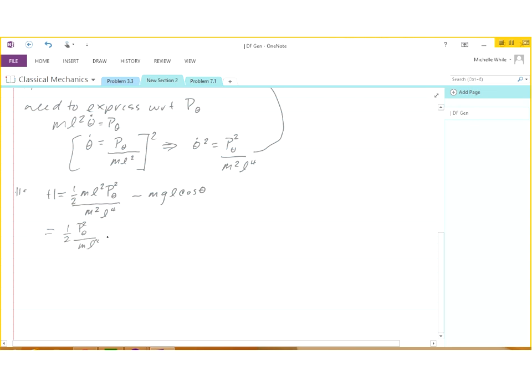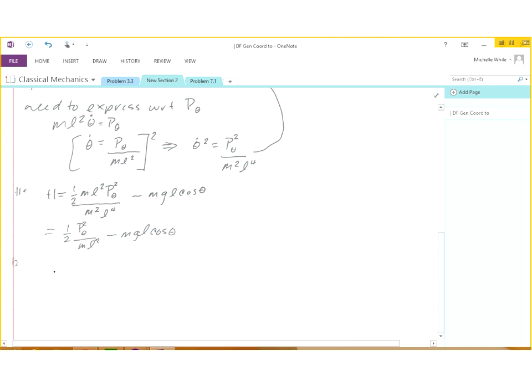I don't have trivia to share. This is just manipulating the mathematics as they're presented. So now I have the Hamiltonian with respect to momentum, which is what we were asked to do. So we move on to Part B.